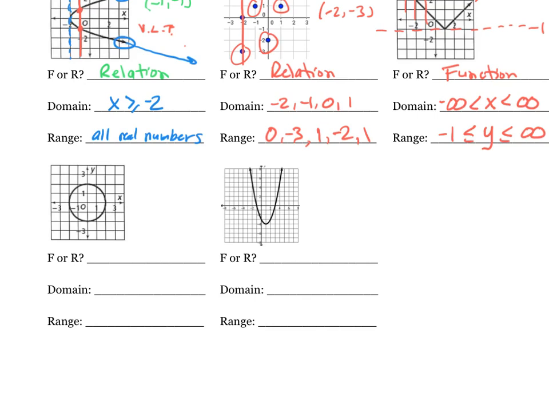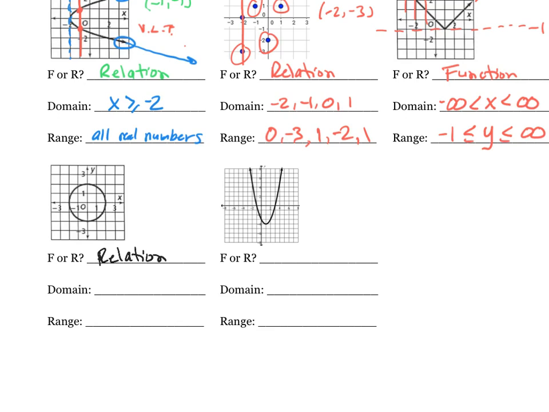Now our third picture, this is a circle, and I think you can see that this circle would fail that vertical line test. Any place I draw a vertical line here, I'm going to hit 2 points. So this is just a relation, not a function.